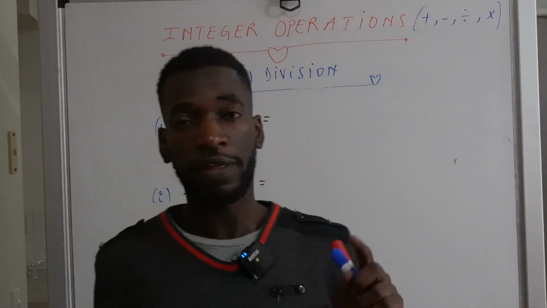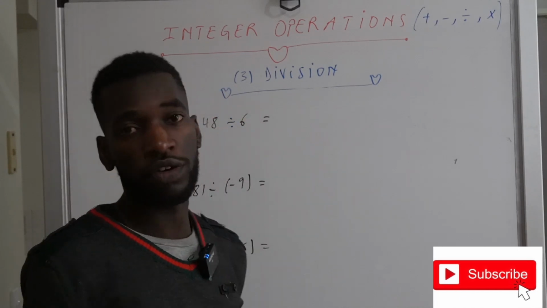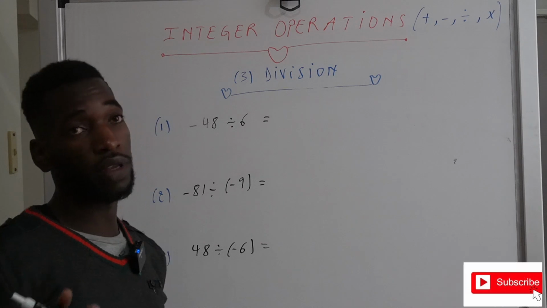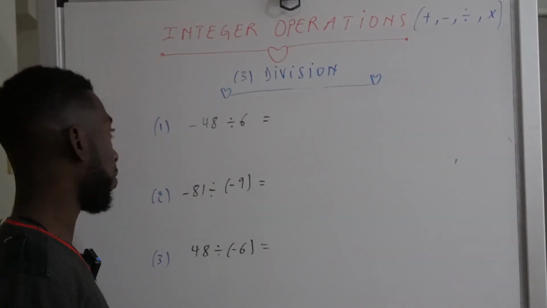Hey guys, this is the third part of where we left off. So now the next part is division, all right? So we are trying to divide two numbers. They could either be both negative, or one could be negative and the other one could be positive. So let's see what will happen.